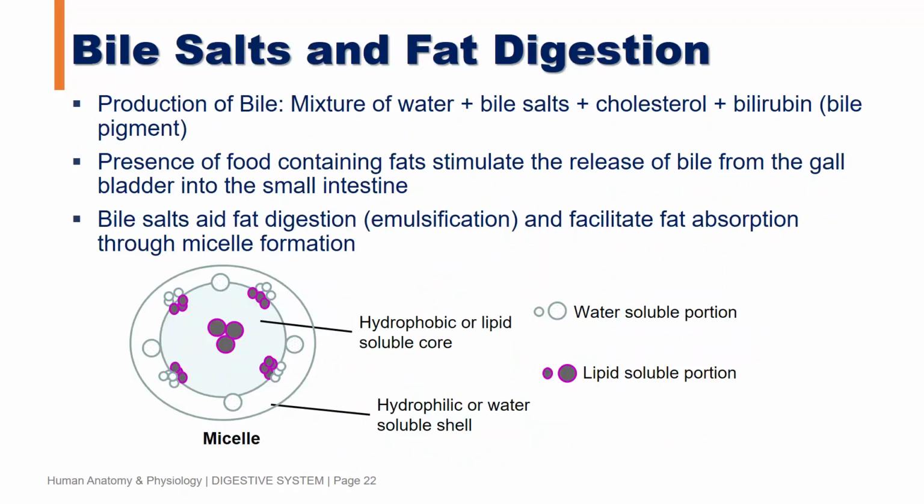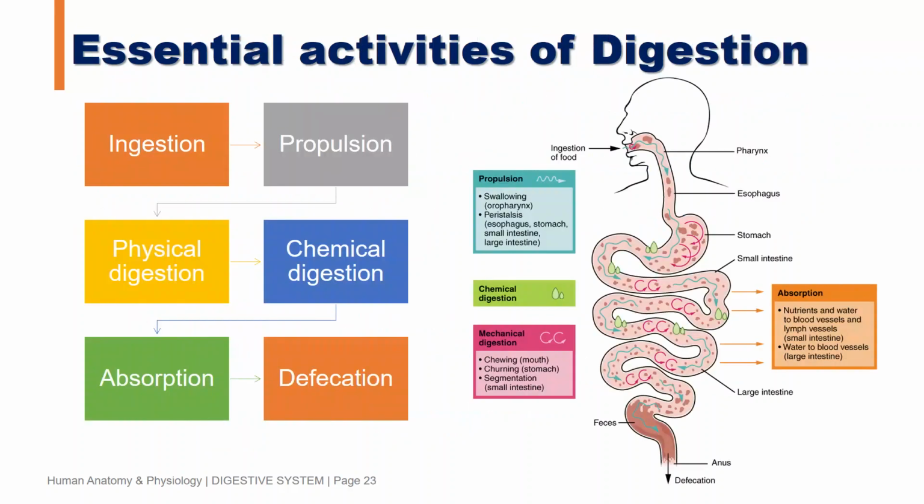Bile salts and fat digestion. Production of bile: you have the mixture of water and bile salts and cholesterol plus bilirubin or your bile pigment. Presence of food containing fats stimulates the release of bile from the gallbladder into the small intestine. Bile salts aid fat digestion or emulsification and facilitate fat absorption through micelle formation.